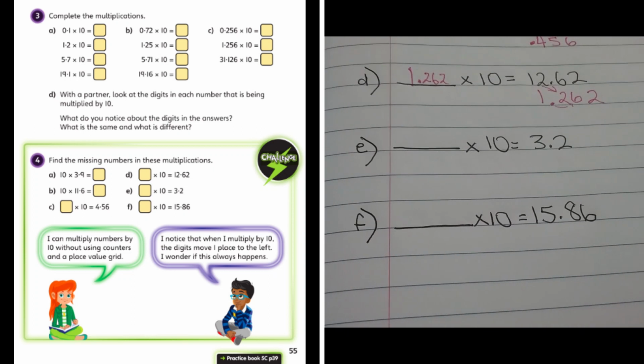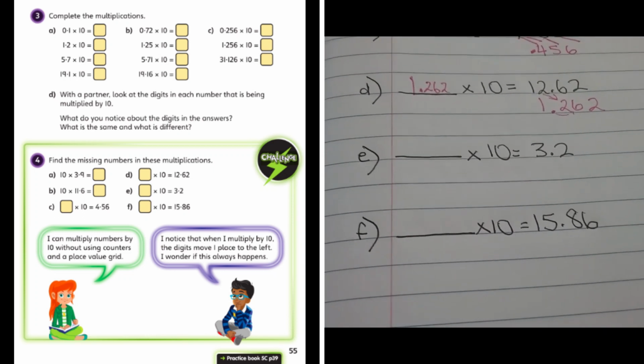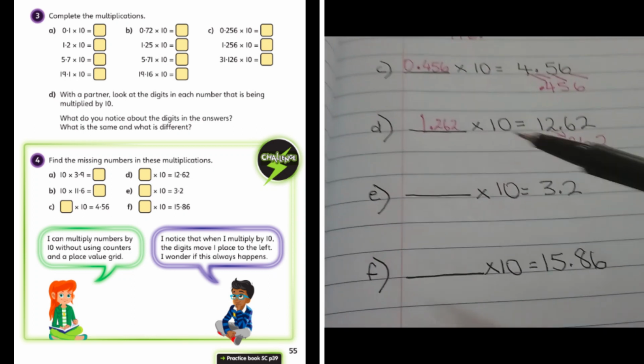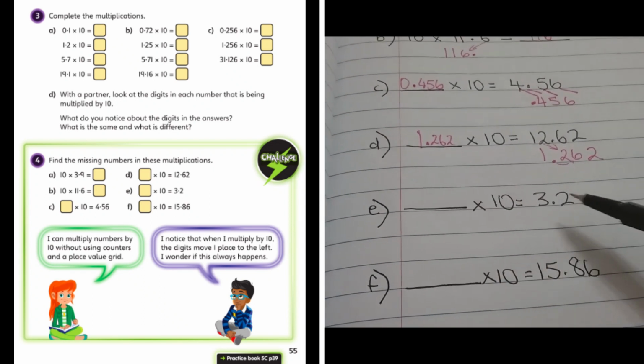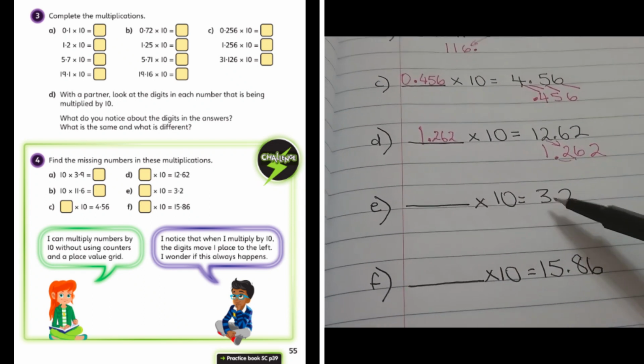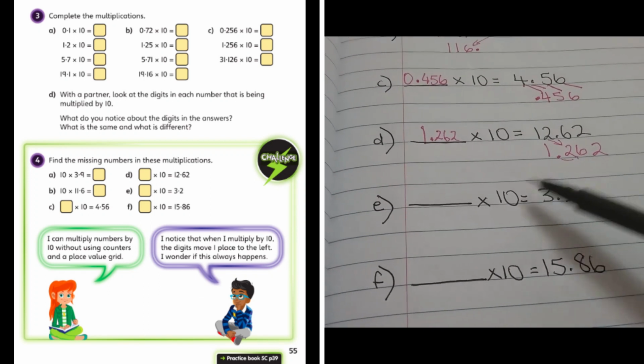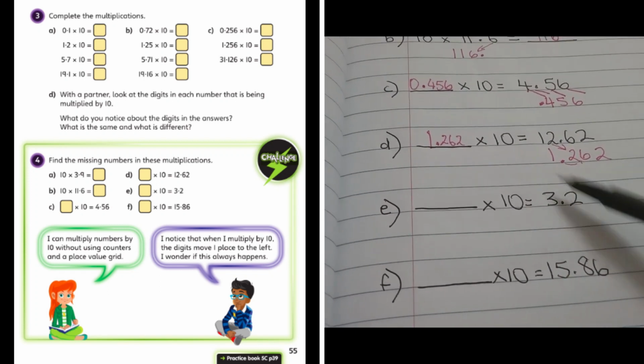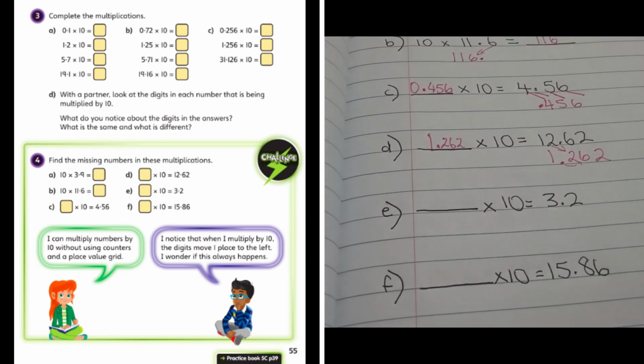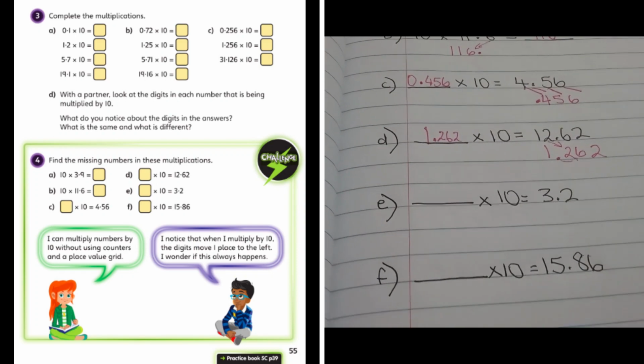I want you to now try and solve E and F. Remember, we don't know the starting point, so we have to work backwards. Instead of multiplying to find your answer, you're actually going to have to divide the product by 10 in order to work your way back to the starting point.